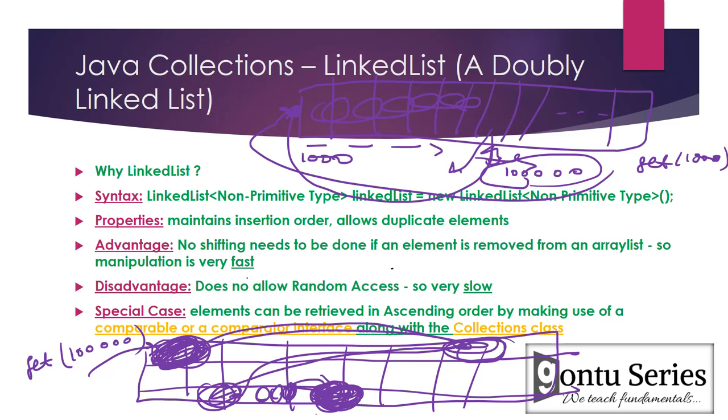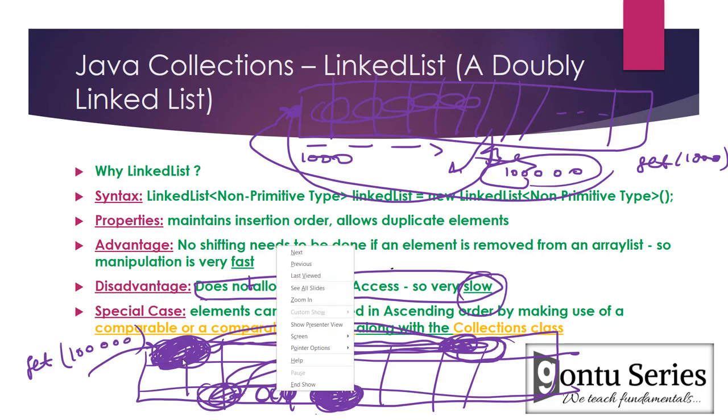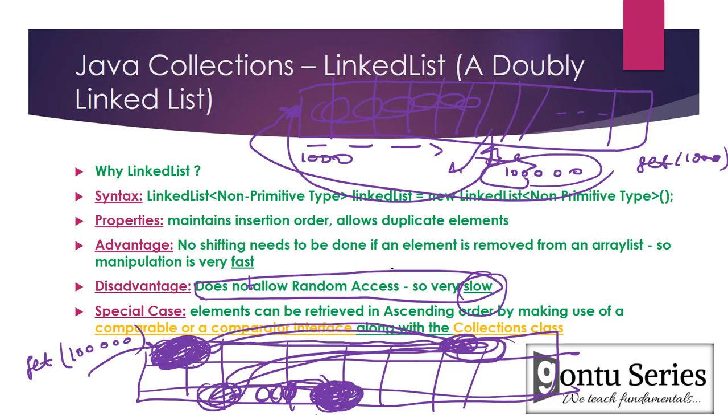Because a linked list does not allow random access, it has to go in a sequential manner in order to access any element. So this is comparatively slower than an array. This is what I've written here. And then a special case: whenever you store elements in the linked list, they are going to be retrieved only in the order in which you have stored them. So if you have stored Ankush and then Gaurav and then software, all elements you can retrieve using an iterator in the insertion order only.